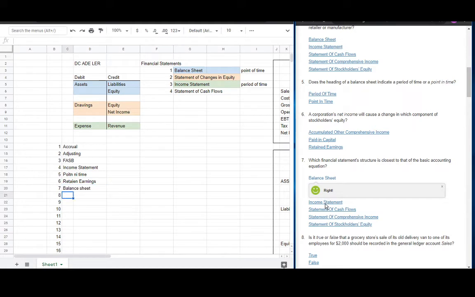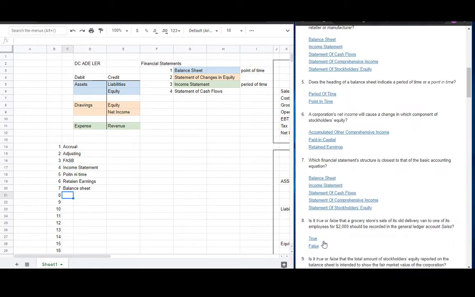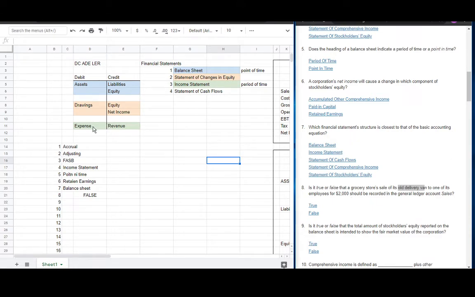Number 8, is it true or false that the grocery store sale of its old delivery van to one of its employees for 2,000 should be recorded as a sale? It is false. Why? It should be gain. So when the transaction is unusual, unusual in a sense that it is outside of the normal business operations, di ba? We only sell a van once in a while. What a grocery store usually sells are inventory, the shampoo, the meat, the fish. So this is an unusual event, then it must be a gain instead of a sale. The counterpart of gain in expense is loss.